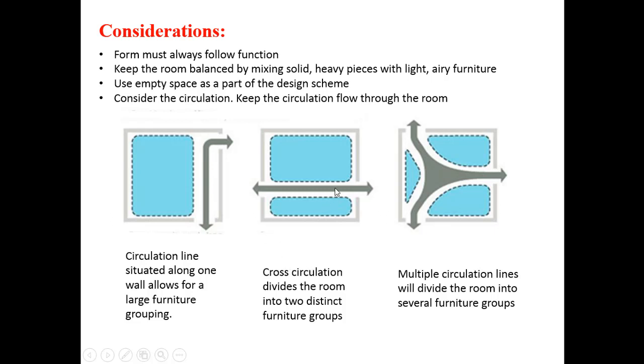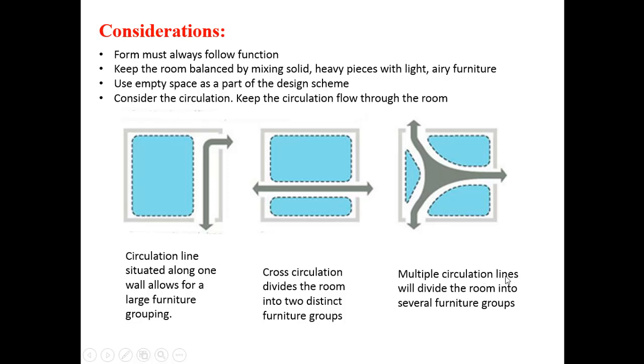Cross circulation. If our furniture can be divided into two groups, this is the first group of furniture and here the second group of furniture. So we can divide using the circulation here, cross circulation. So the cross circulation divides the room into two distinct furniture groups.